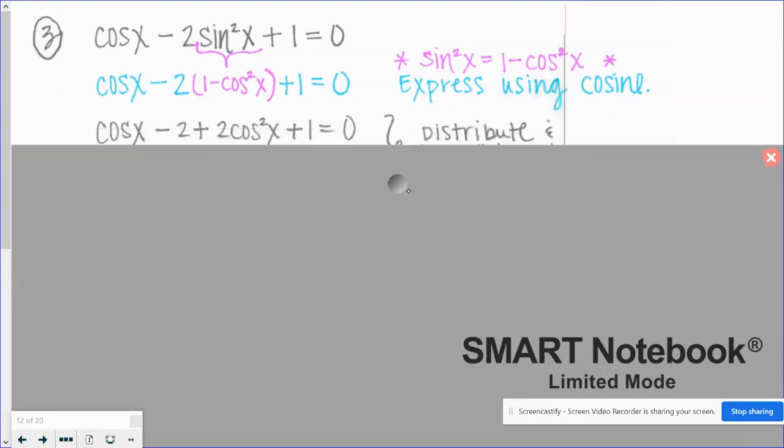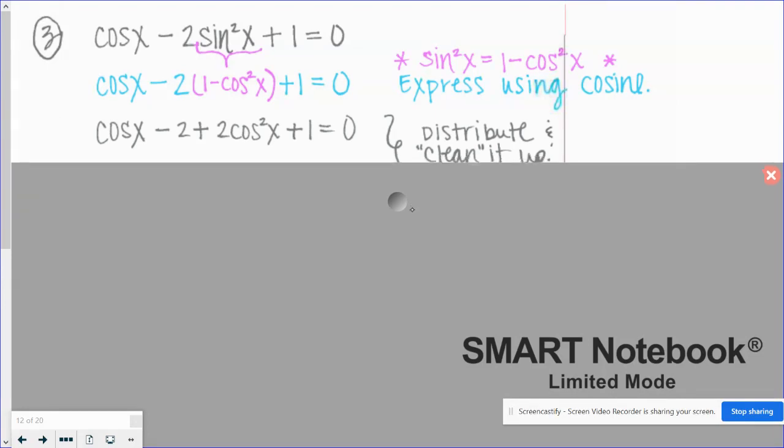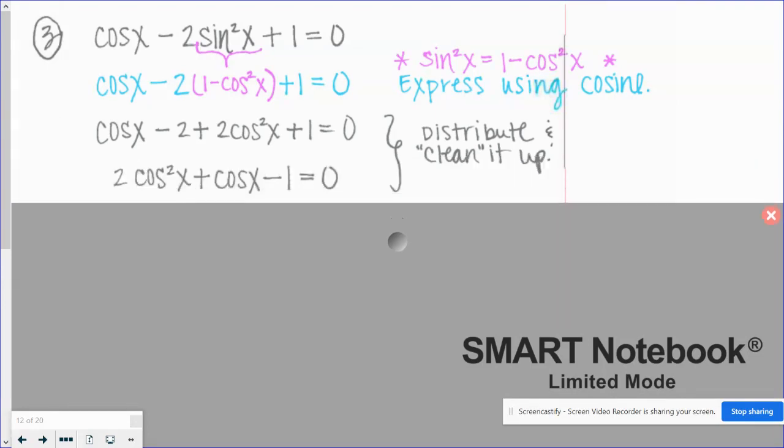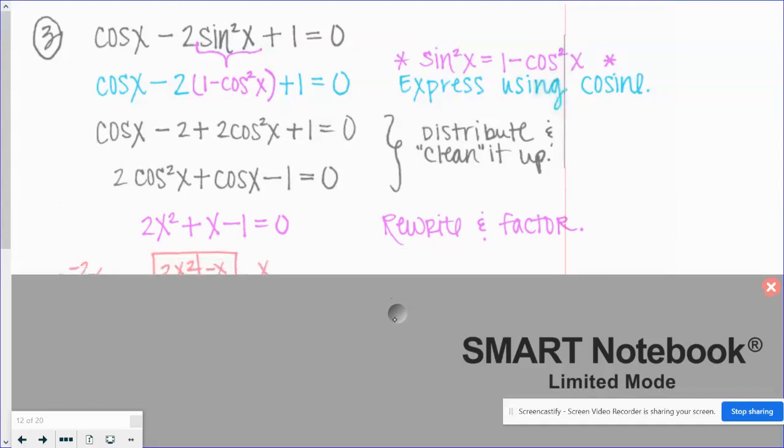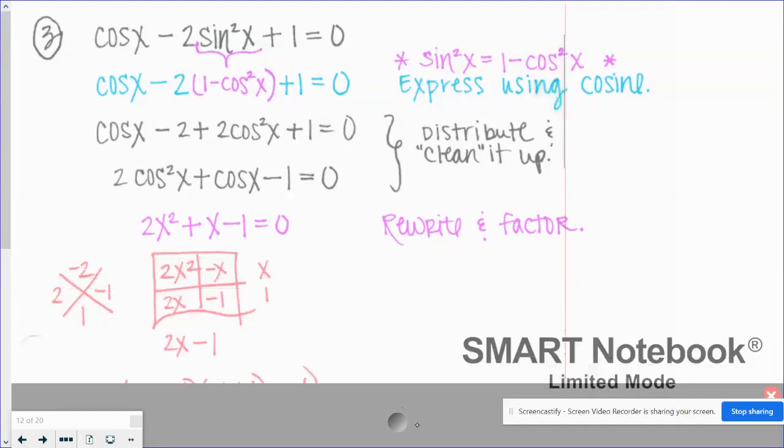Let me simplify it. Here I distributed and then I cleaned it up. So now I have 2 cosine squared x plus cosine x minus 1. Now it looks like a problem from our previous video. You know what that means? It's time to factor. Remember, it can be helpful to rewrite it in terms of x and then do your factoring. Here's all my work.